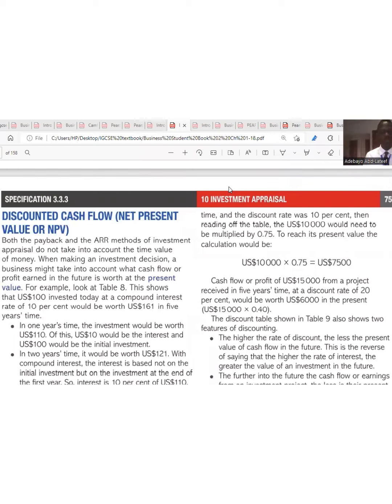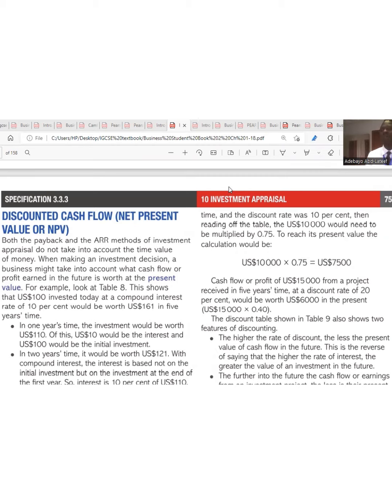So the third method of investment appraisal is the use of net present value, which is the same as discounted cash flow. So how do we use net present value? I wrote this is the present value of future incomes from an investment project minus your cost. So you take the present value of the investment away from the cost, that means the initial cost of that investment.